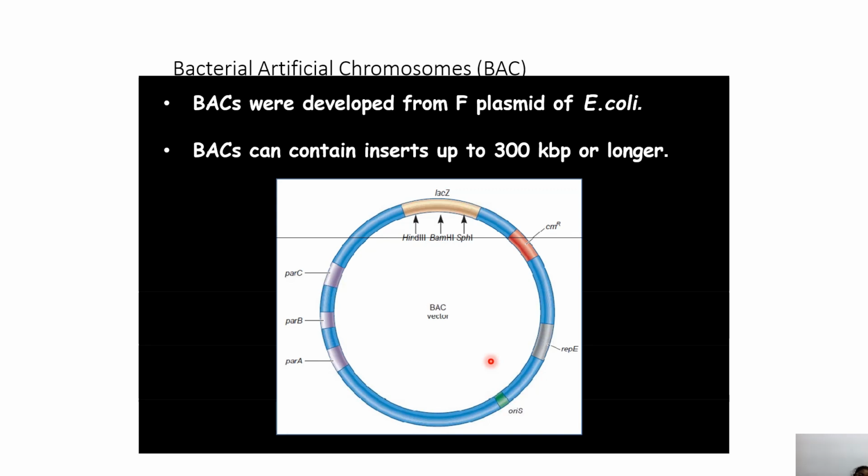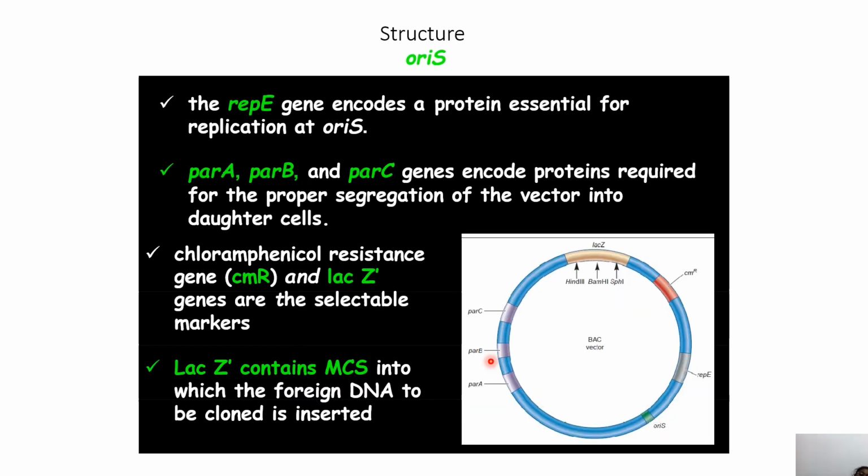Then we move on to BAC, or bacterial artificial chromosome. They are developed from the F plasmid of E. coli. They contain inserts up to even 300 kilobase pairs or longer. The repE gene encodes a protein essential for replication at oriS. The parA, parB, and parC genes encode proteins required for the proper segregation of the vector into daughter cells. Now, the chloramphenicol resistance gene and lacZ prime gene are the selectable markers. lacZ prime contains the MCS into which the foreign DNA to be cloned is inserted.